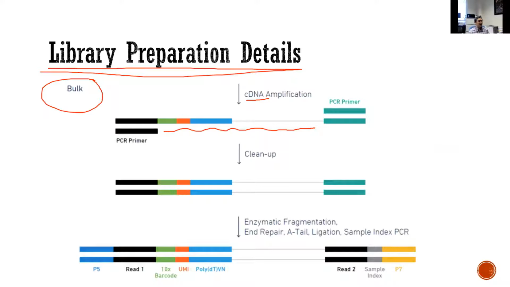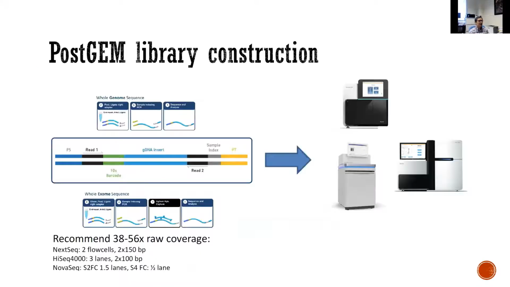So you add the enzyme, add these fragments, read 1, read 2, and make the library ready for next generation sequencing. After preparation, this is called a post-GEM library construction. After you finish this step, you can sequence your library using any favorable Illumina sequencer, illustrated here.